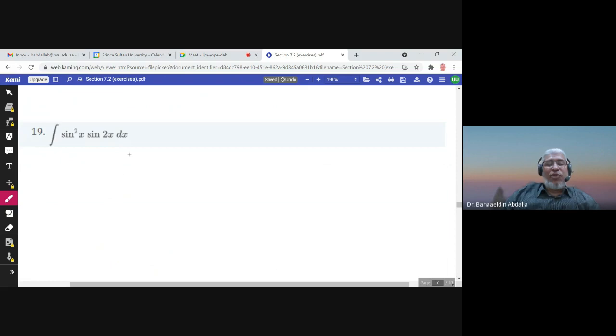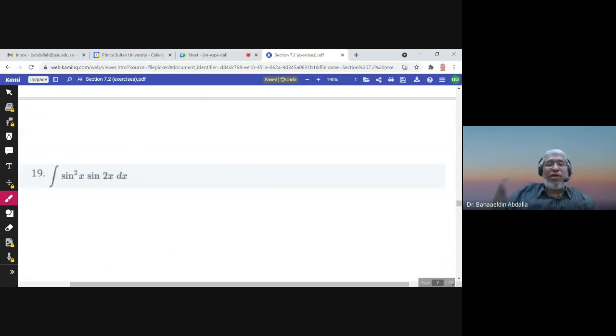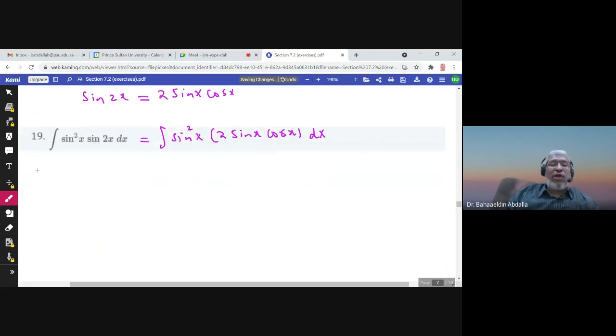Sine square sine 2x. Well, I have to write sine 2x. Whenever you see sine 2x, it's 2 times sine x times cosine x. Immediately, you have to write it like this. So what would we have? 2, let me write it outside. Sine squared times sine is sine cube times cosine.